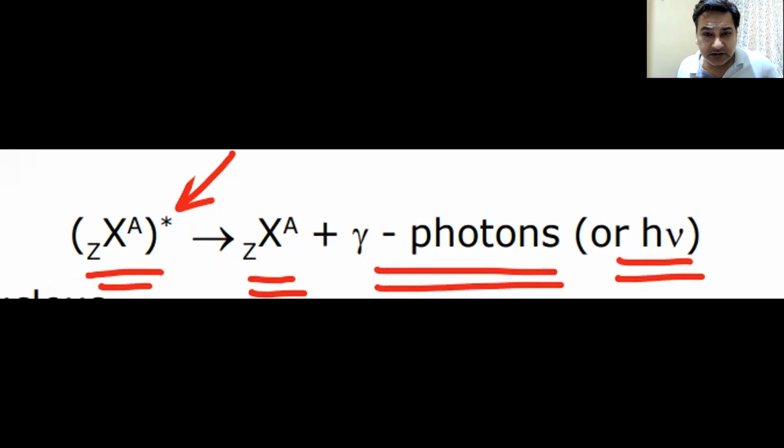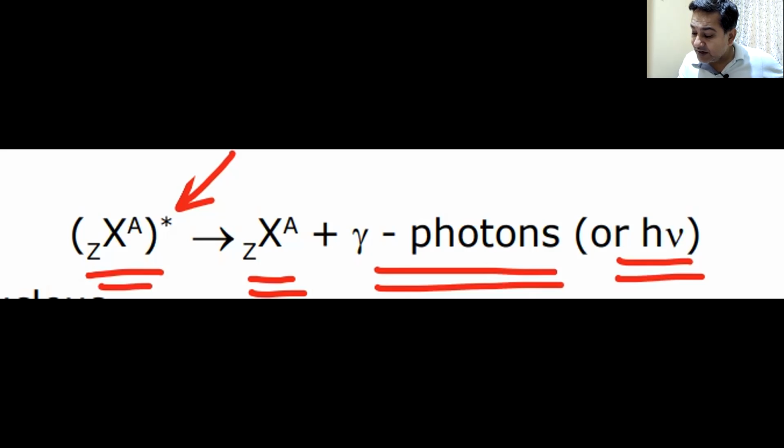Here, as you can see, the nucleus remains the same. There is no change in mass number. There is no change in atomic number. It's just that the nucleus has more energy, an excited state. It comes back to the ground state by emitting some photons or gamma radiation. Do we understand this? Yes, sir.